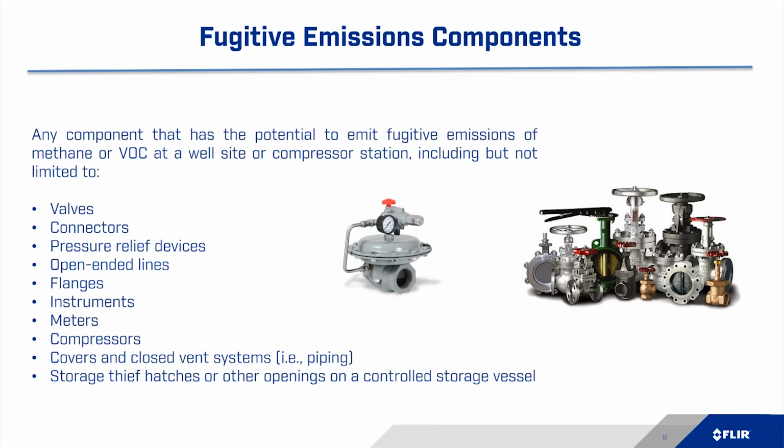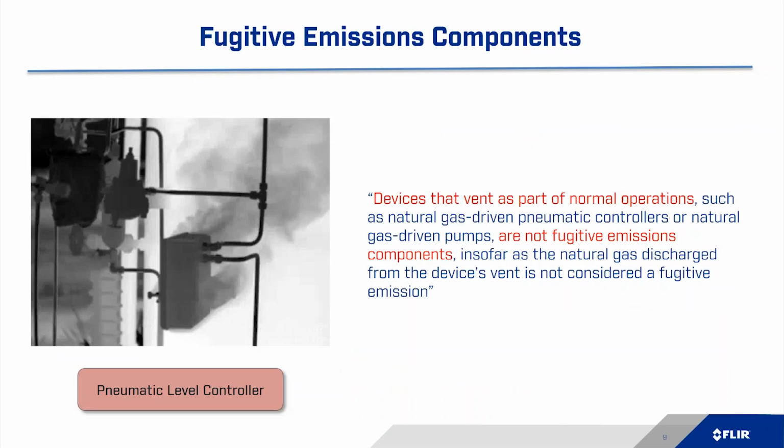So moving on to some of the fugitive emission components as outlined by the EPA Quad OA standard, and the definition of these fugitive emission components. This is pulled specifically from the regulation itself. Essentially it states any component that has the potential to emit fugitive emissions of methane or volatile organic compounds, VOCs, at a well site or compressor station, including but not limited to, and you can see the long list here. So most everything that has the potential to emit fugitive emissions is going to be considered a fugitive emission component.